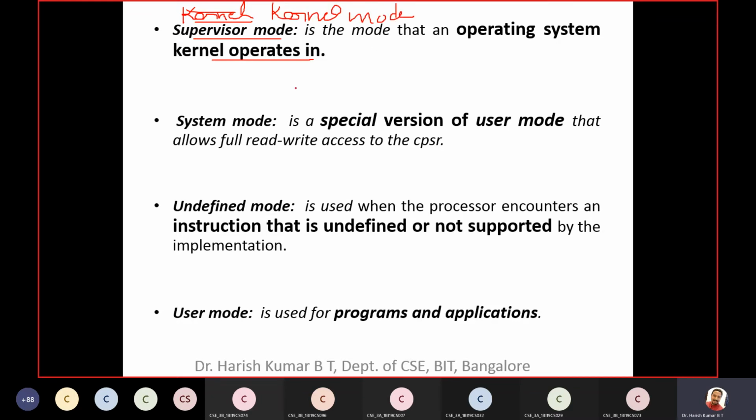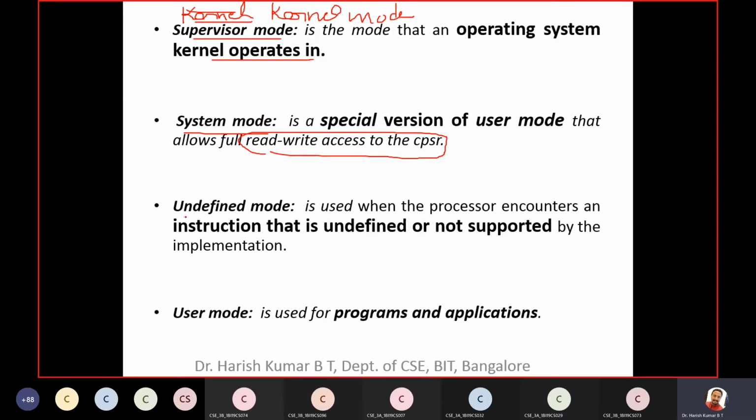Okay, next, system mode. That is another thing, a special version of user mode, which allows full read and write access to the CPSR. Okay, I don't want to enter into the kernel mode or the abort mode, but still I need read and write access to the entire CPSR, so then you can make your processor operate in the system mode.